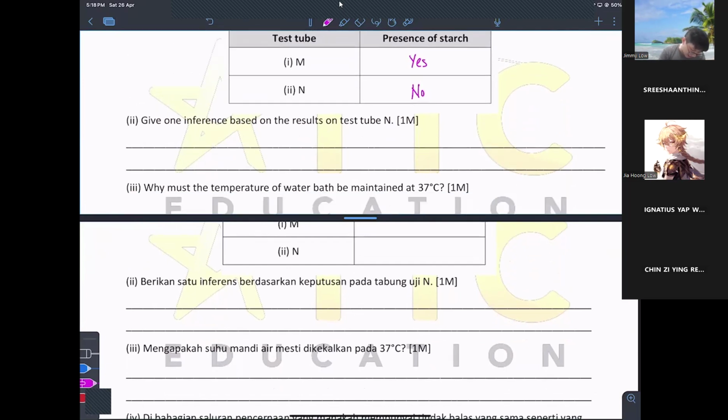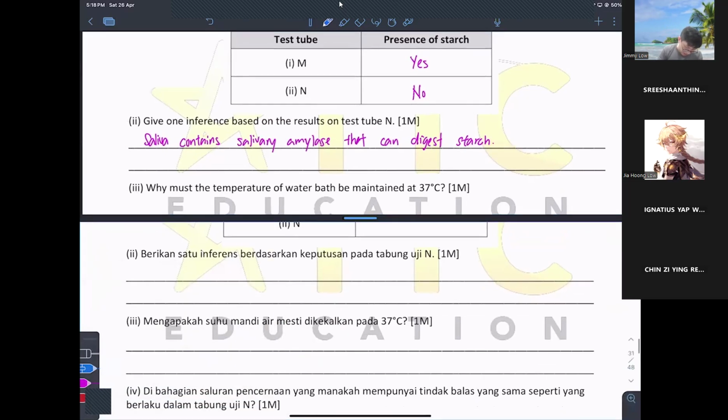Because you can say saliva contains salivary amylase. Mention the amylase, that can digest starch. If you don't want to use the word digest, I give you a word to spell called breakdown. Salivary amylase that can break down the starch. You can also mention it this way.